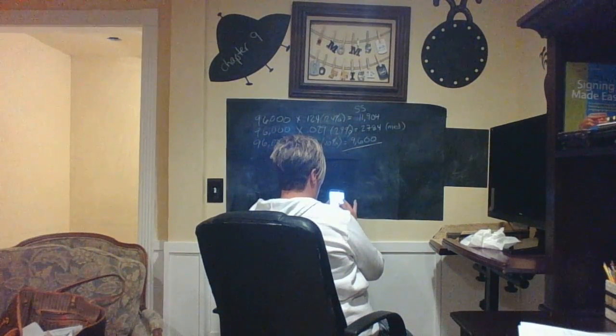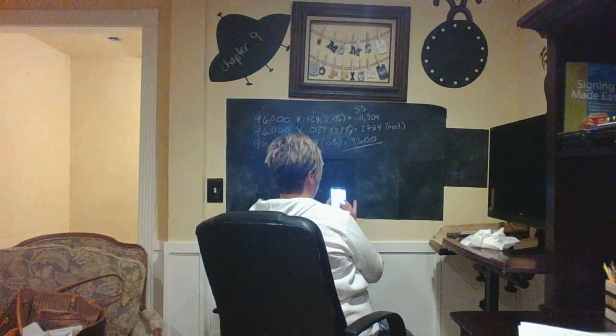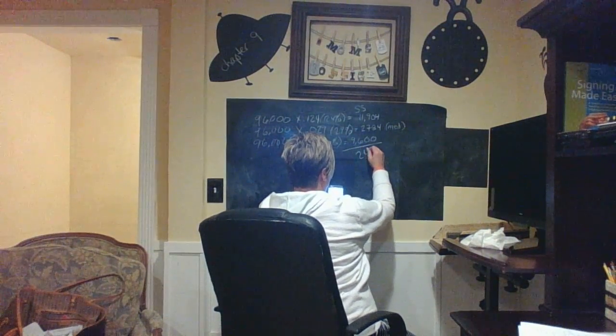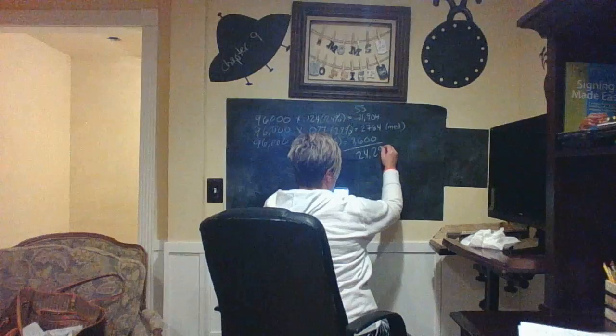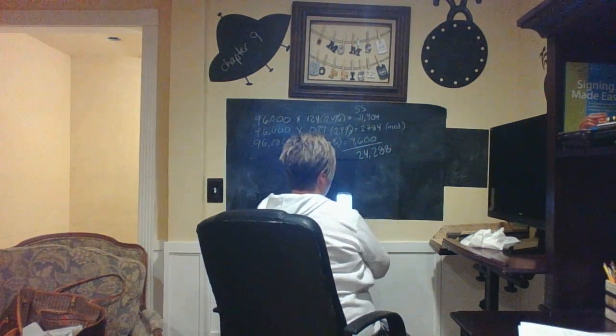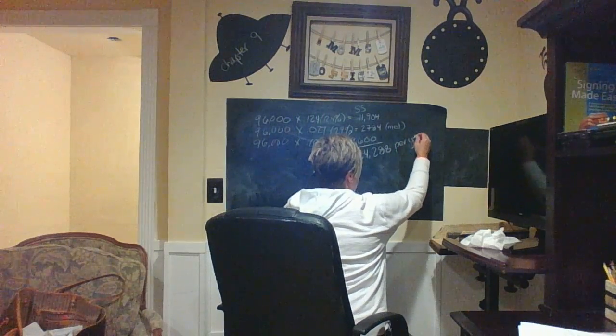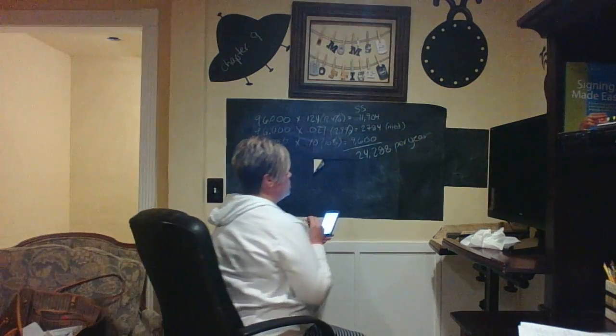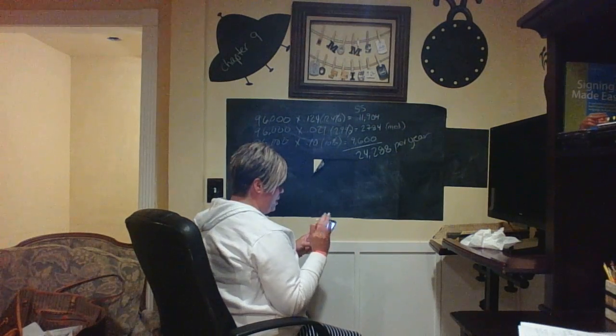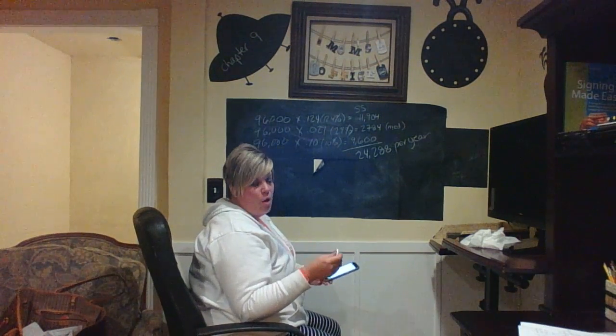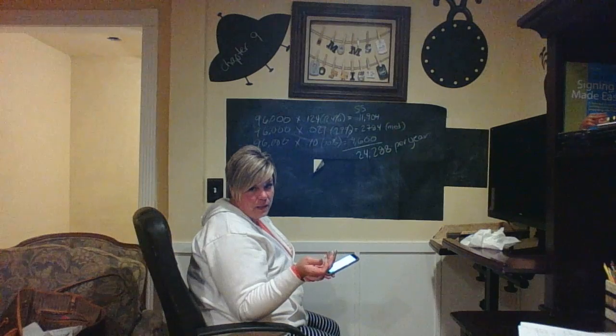So we're going to add them all together. 9,600 plus 2,784 plus 11,904 is 24,288. Okay, so that's for the whole year. So per year, we have 24,288. Okay, we know that she pays them quarterly.